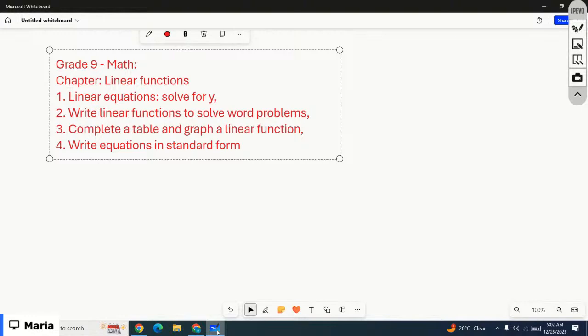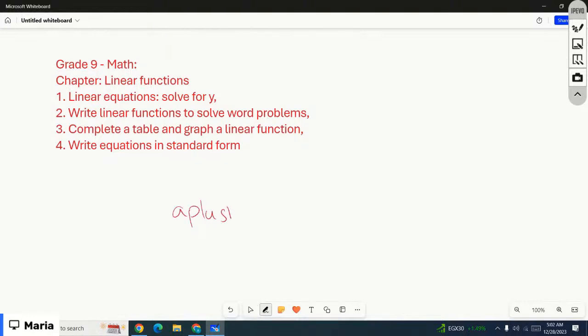We are here for grade 9 math. You can find all the lessons on aplusstudents.com. You have to log in there using your email address and password as provided by the administrator. Then select math from the subject tab. Scroll down to grade 9 and then click on view all lessons. There you can find a list of the chapters.